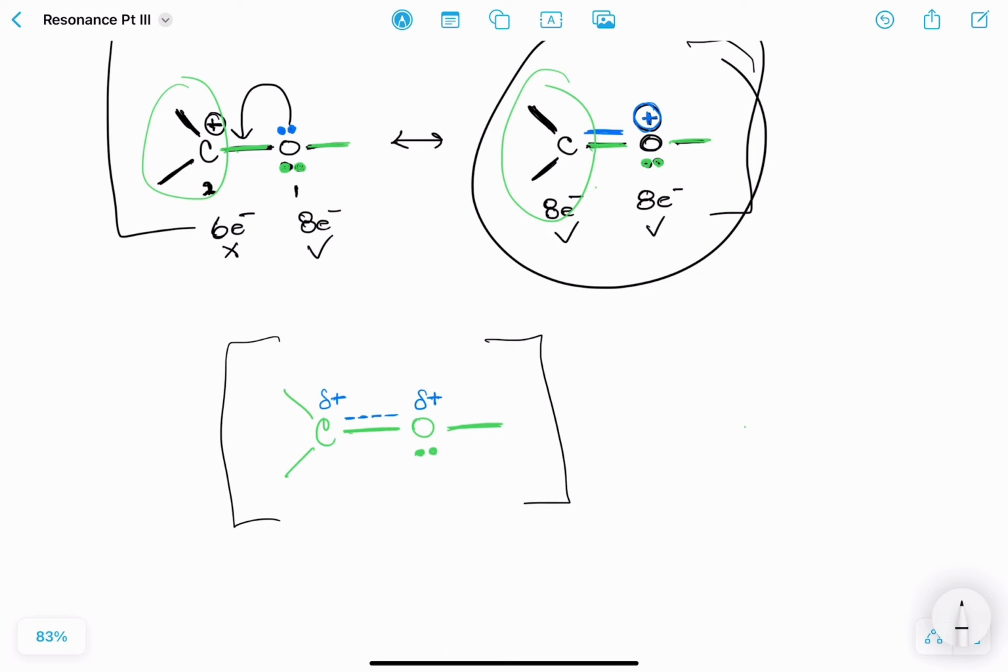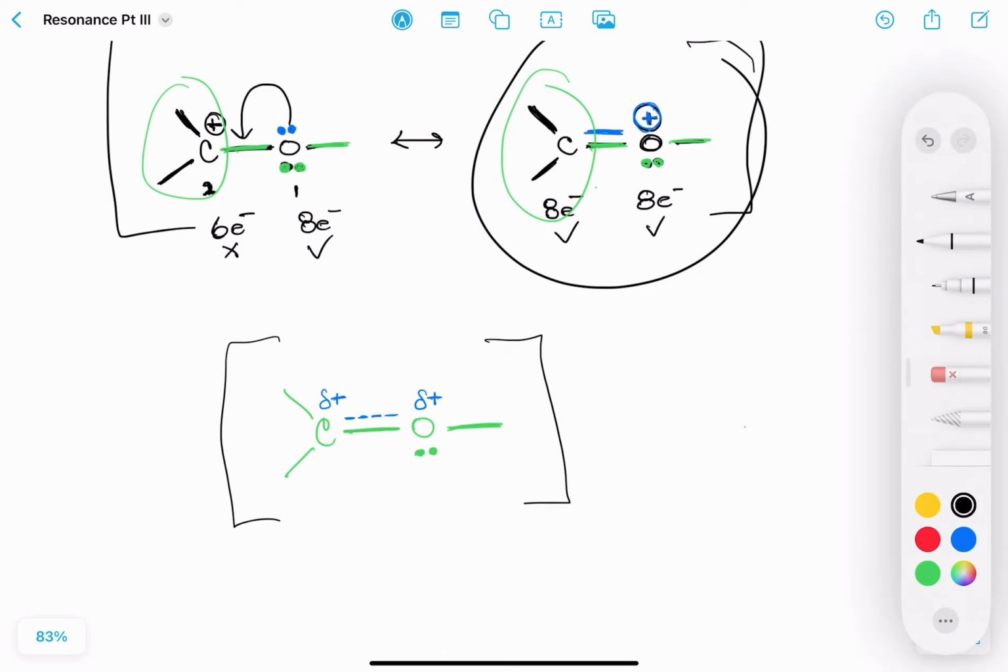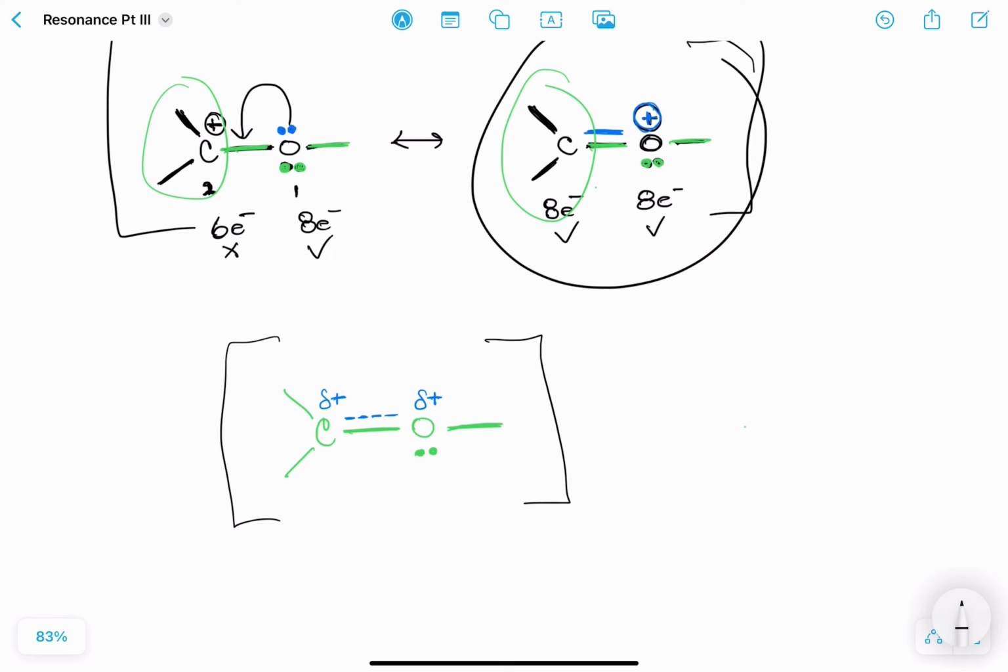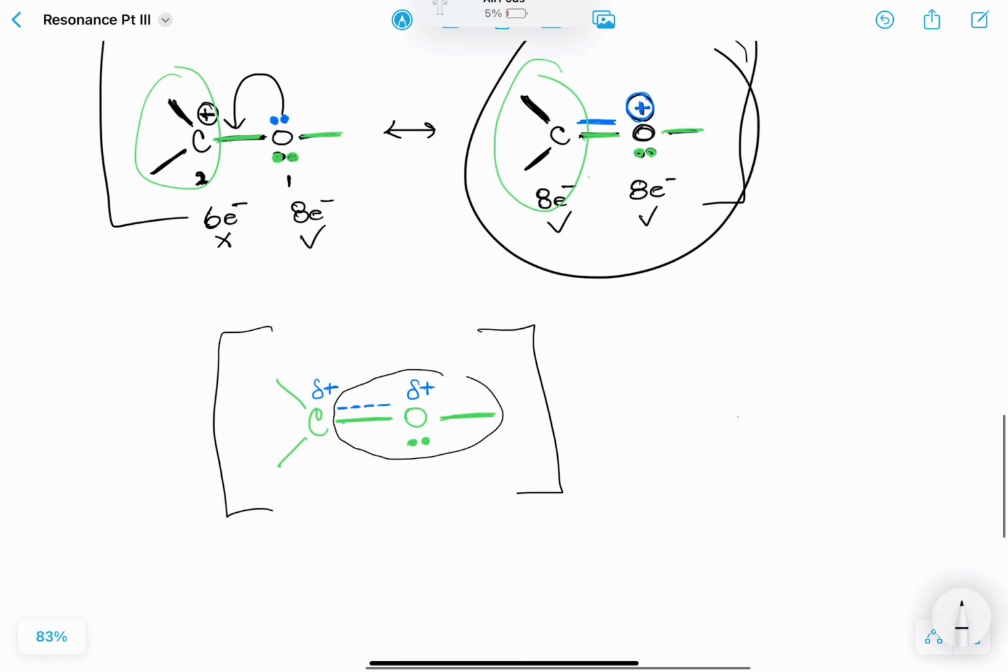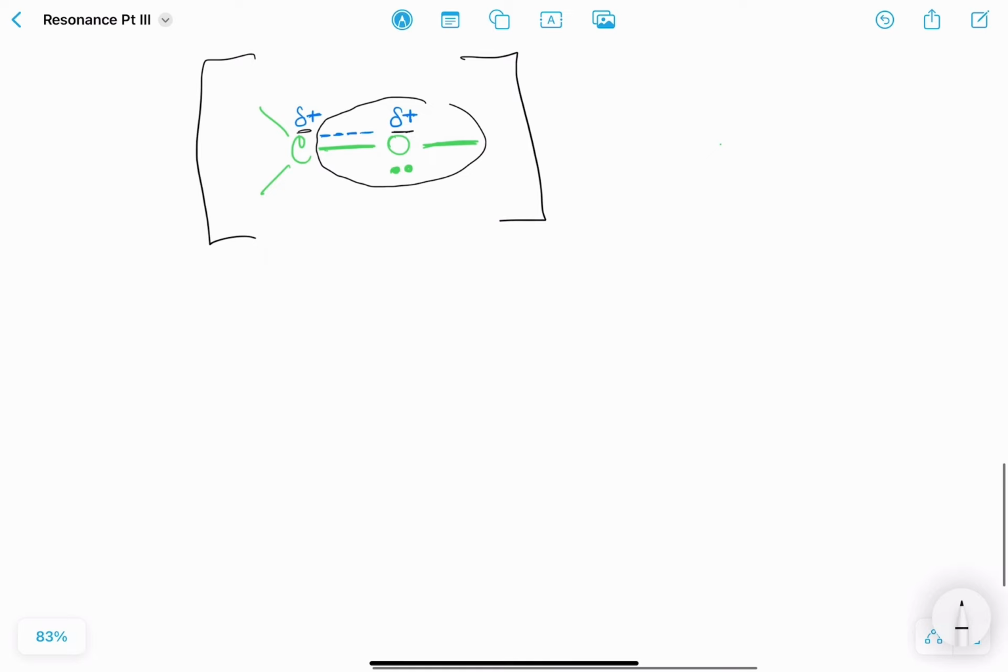Now we have to figure out which is which. We said that the major contributor is essentially the right-hand side. And so this positive charge with the bond is probably going to contribute more to the overall structure, creating a larger partial positive on the right side than on the left side. Why? Because the left side is a smaller, minor contributor of resonance. Now, let's do one more example.